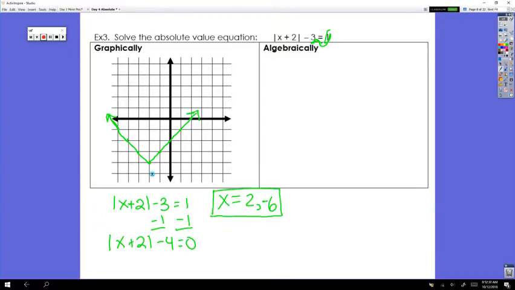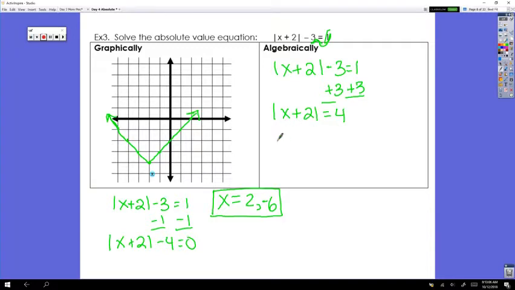Now we can solve for the same thing algebraically. What we need to do first is isolate the absolute value. So right now we have the absolute value of x plus 2 minus 3 is equal to 1. We need to get the absolute value by itself, so we are going to add 3 to both sides and get the absolute value of x plus 2 is equal to 4. That's a really important step and a step a lot of people forget, so make sure that you do this. You need to isolate the absolute value.